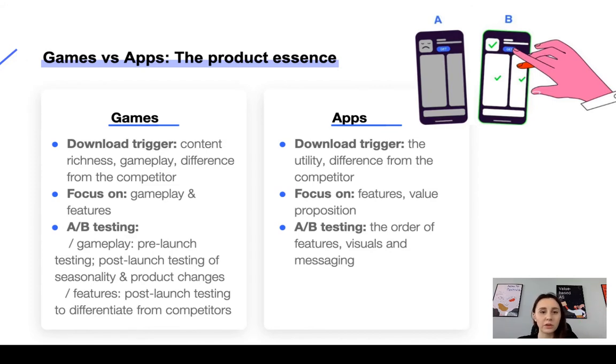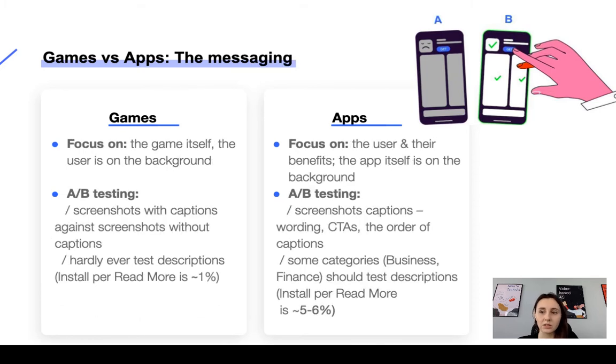Overall, for both categories, the key recommendation is to start A/B testing visuals and keep the description for later. In games, the focus is on the product itself, while apps place focus on the user and their benefits.